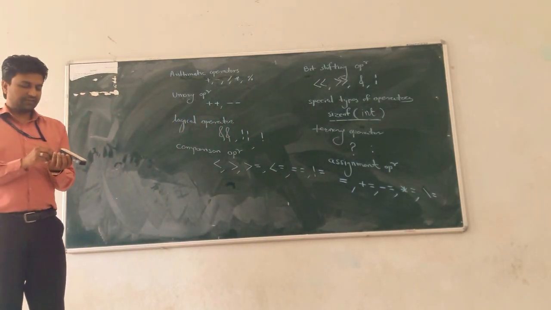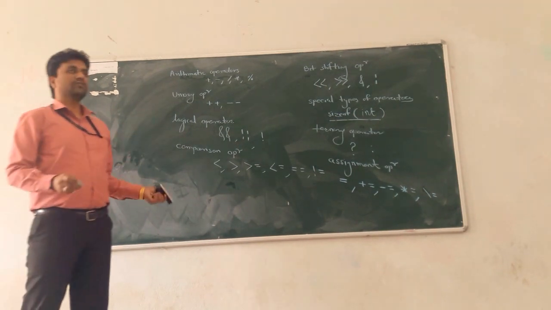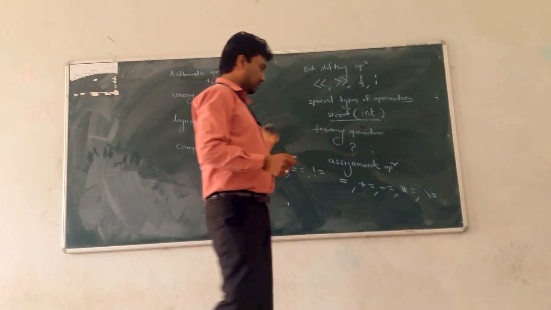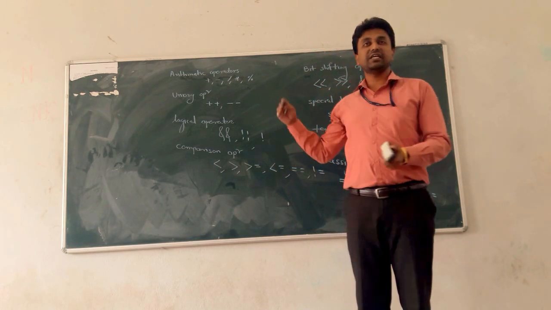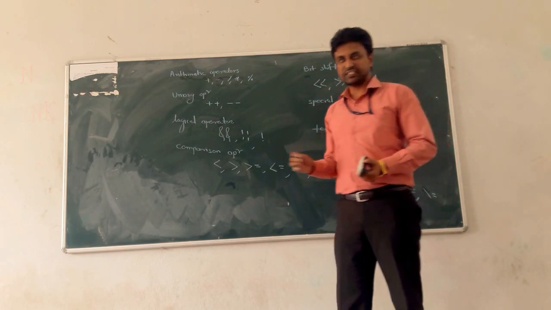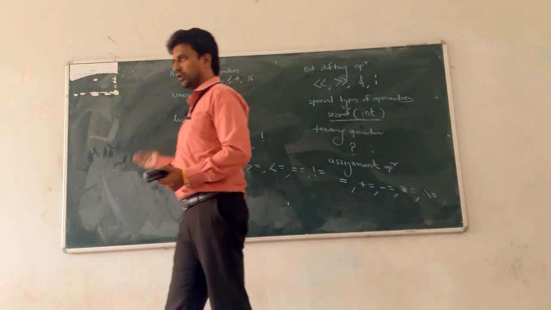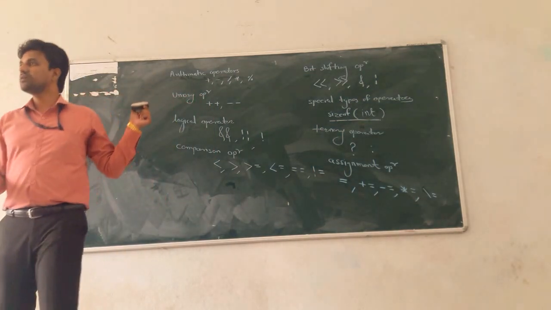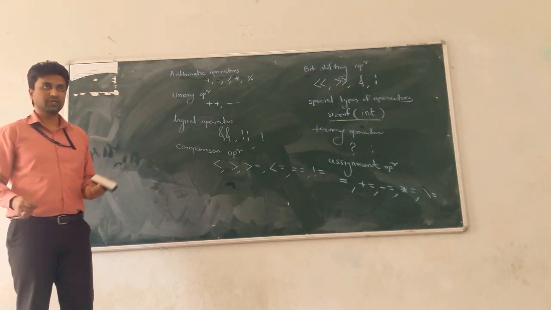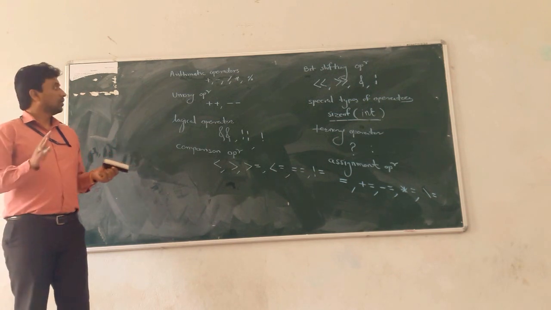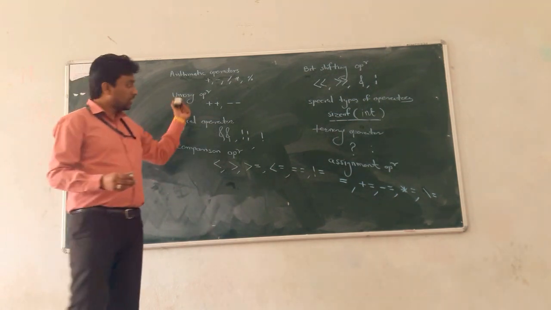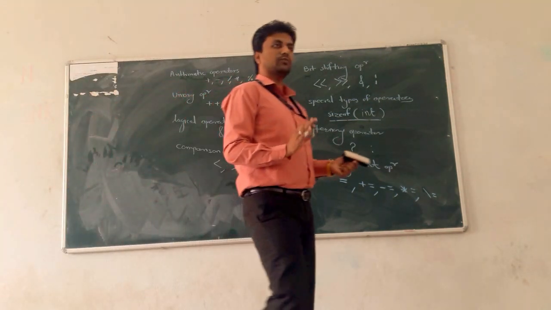So in C language there are different types of operators, and the working of similar operators is applicable to other languages also. For example, C++, Java, .NET, Python, and so on. Clear? Okay. So again, these are the different types of operators.